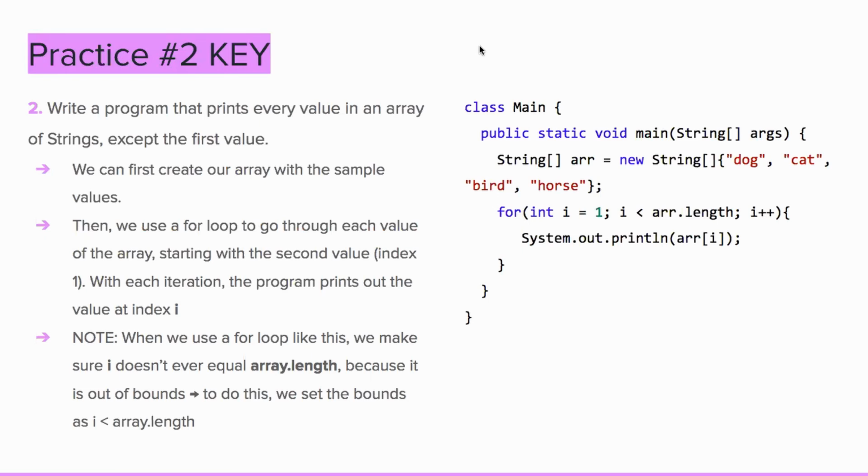Here's the answer. We can first create our array with the sample values. Then we could use a for loop to go through each value of the array, starting with the second value, which is at index 1, and ending once the loop iterations reach the array's length. With each iteration of the loop, the program will print out the value of the array at index I. Note that when we use a for loop to traverse an array, we need to make sure that the counter variable doesn't equal or exceed the array's length, since that will give us an out of bounds error.